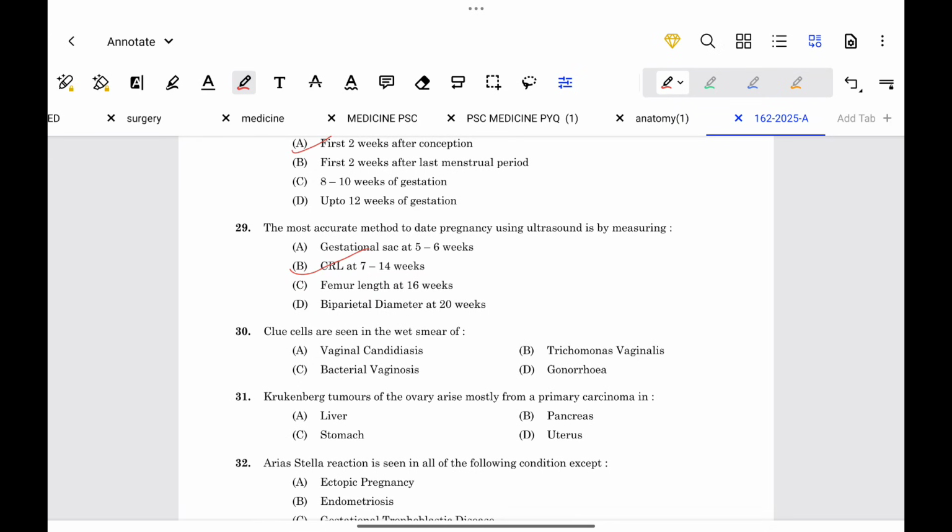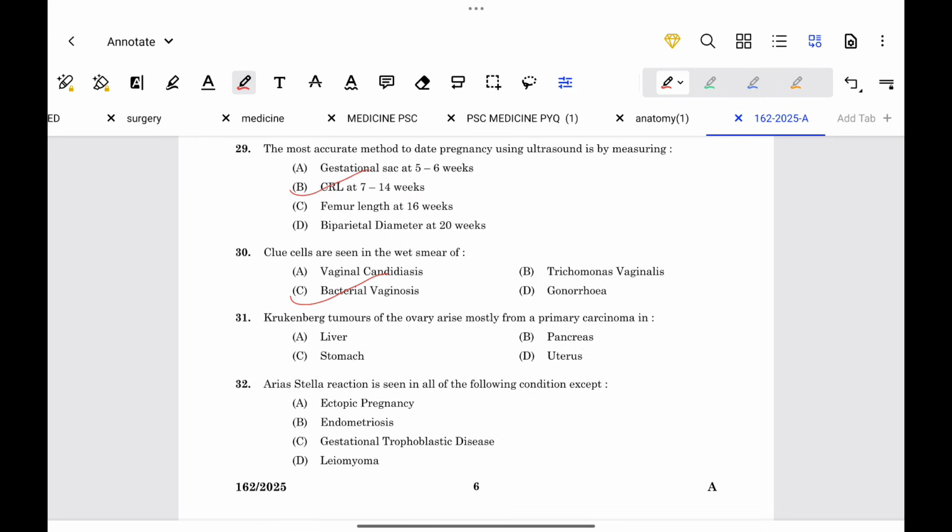Clue cells are seen in wet smear of bacterial vaginosis. Krukenberg tumor of the ovary arises mostly from the primary carcinoma in the stomach. Arias-Stella reaction is seen in all of the following conditions except.